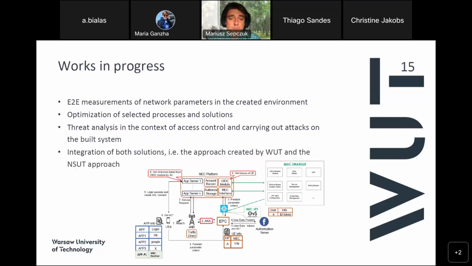Okay. Our project is still ongoing, so we keep improving our architecture and our experiments. Since we have already created the whole environment and some examples of simple MEC services, we can perform some experiments in which we measure the network parameters in the created environment, especially in the context of quality of experience of the network and services. And this is especially important in the context of the restricted requirements of 5G.